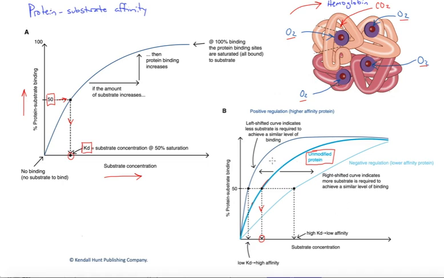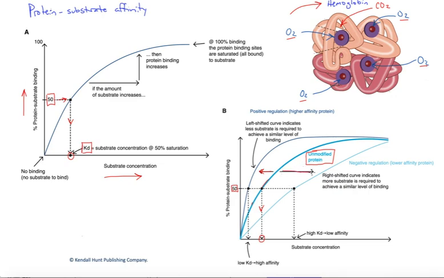Now, it can be either positive or negative. So if it's positive allosteric regulation or modulation, we end up with a left shifted curve and a KD value that is lower, right? Because it requires less substrate to generate the same degree of binding, this arbitrary 50%. Right? If you need less substrate to get 50% binding, it must have higher affinity.